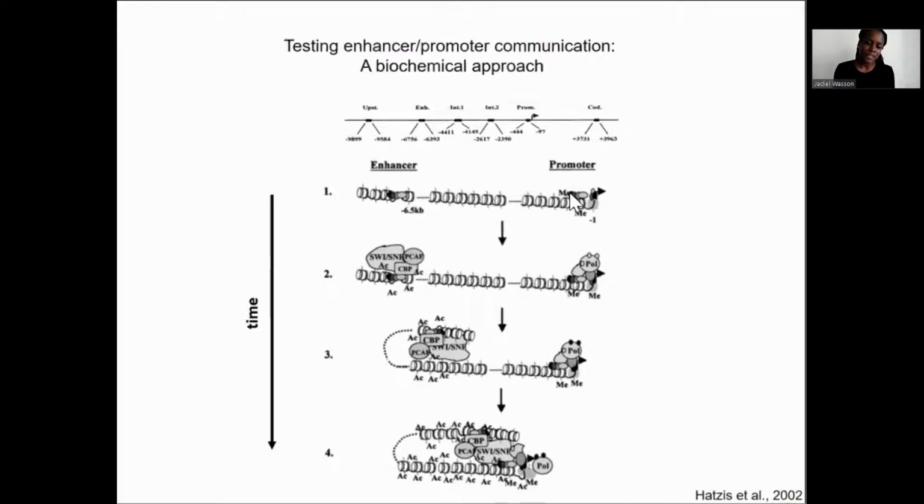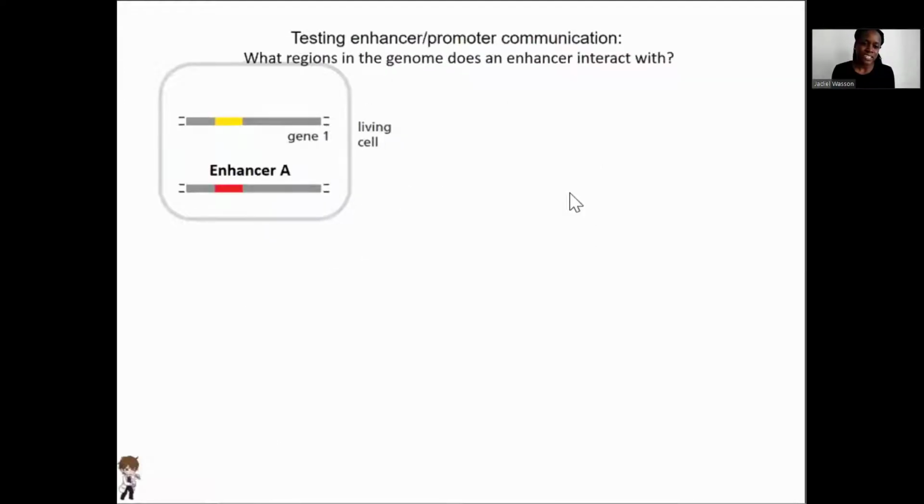Another question, or a different way to ask about how an enhancer can regulate its target promoter, is you could ask, what regions in the genome does the enhancer itself actually interact with? So in a variation of a ChIP experiment, what you could do is see whether or not your enhancer A interacts with this yellow piece of DNA.